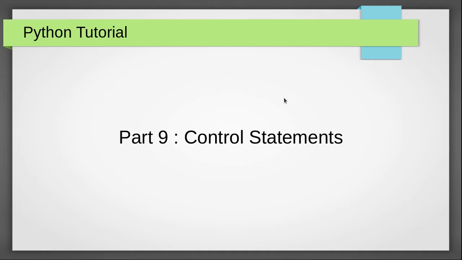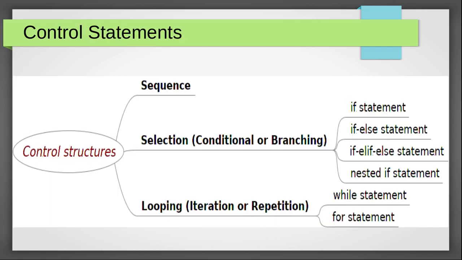So in this video we are going to discuss various control statements. The control structures are one of the basic fundamental concepts in every programming language. 80% of programs are based on these decision making statements. The control structure is divided into three categories: sequence, selection, looping.